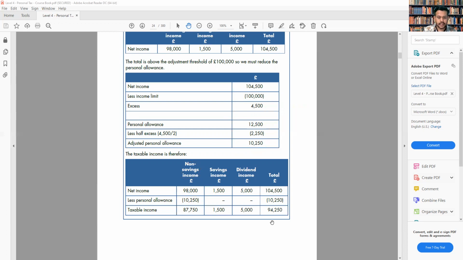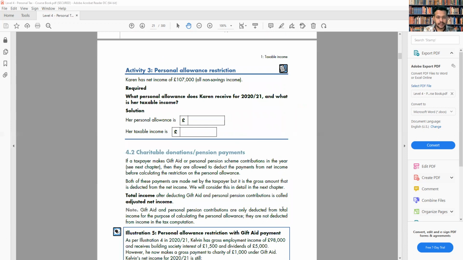Okay, let's have a look at an example for that. Let's try this one. It says, personal allowance restriction. Karen has a net income of 107,000, all non-savings income. What personal allowance does Karen receive for 2021, and what is her taxable income? So the personal allowance and the taxable income. It's not very difficult, because the personal allowance needs to be adjusted because the income is more than 100,000. So let's do that.